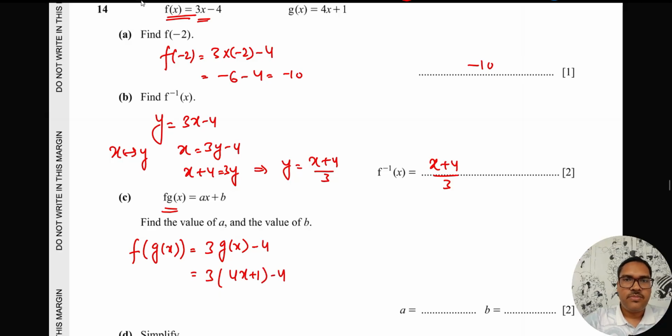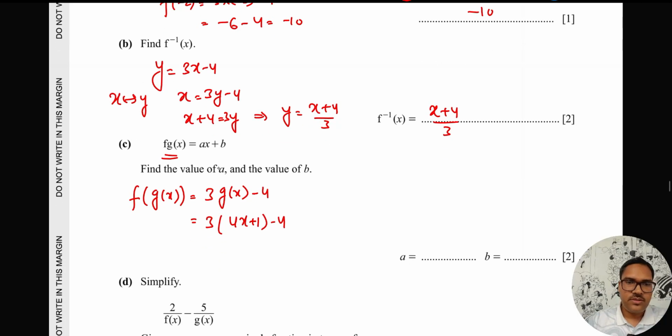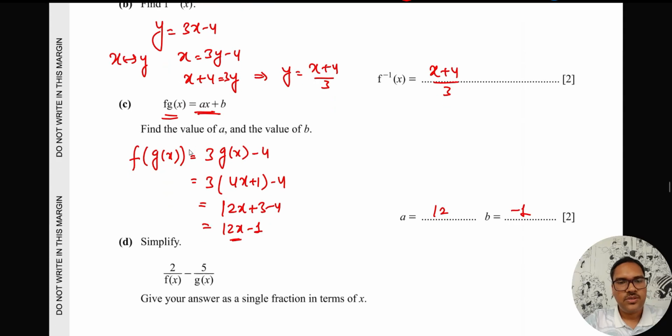Now you can just simplify this expression. So what is this? Open this, 12x plus 3 minus 4, which you can say is 12x minus 1. So if I compare this, what is a? A is equal to 12, and what is b? B is equal to minus 1. So this is how we can easily solve this.